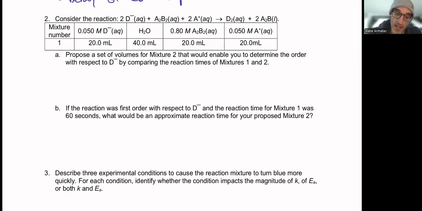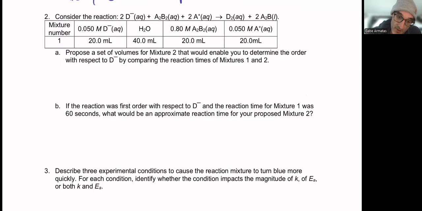So consider this reaction. This is some generic reaction where we have some mixture, mixture one in this case. Propose a set of volumes for mixture two that would enable you to determine the order with respect to D minus. So all I really care about is, with respect to D minus, comparing the reaction times of mixture one and our new mixture. So we're going to create this new mixture.